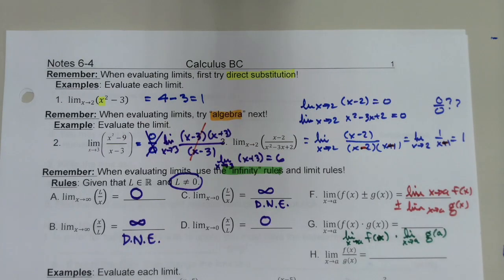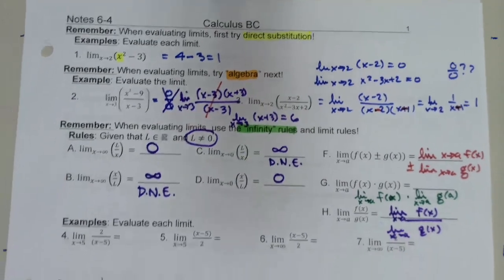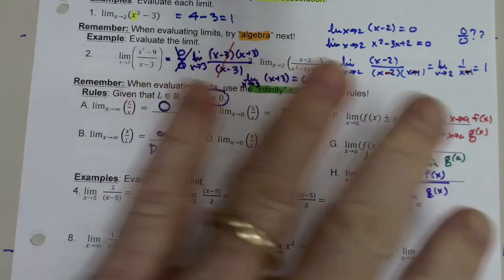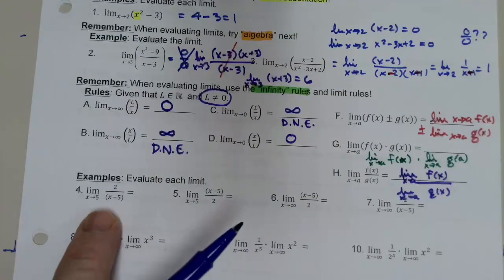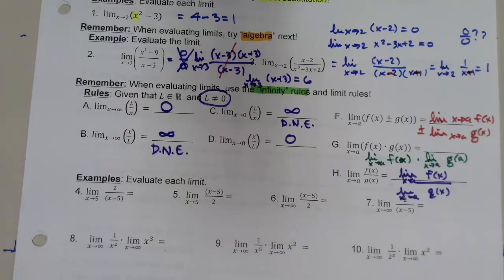And the same thing can happen with our division. In our division problem, if it works out better for us, we can evaluate the limit as x goes to a of f of x first, and then divide that by the limit as x goes to a of g of x second. That's a rule that we can apply at any time. Okay? Let's take a look at these scenarios and each one of these cases in our examples here.